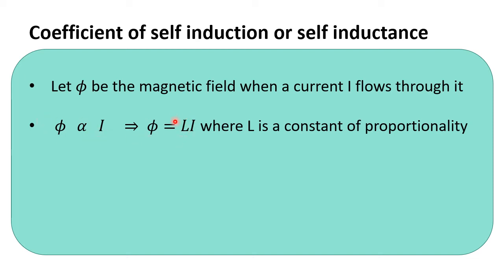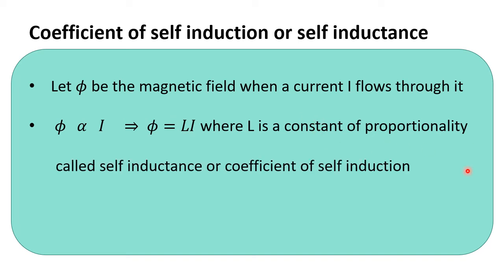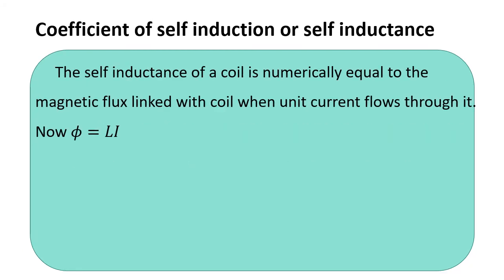The proportionality constant is called L. That proportionality constant L we are calling self-inductance or coefficient of self-induction. For example, if the current passing through the circuit is 1 ampere, then the flux developed in the coil is numerically equal to the self-inductance or coefficient of self-induction. Once again, the definition: the self-inductance of a coil is numerically equal to the magnetic flux linked with the coil when unit current flows through it.